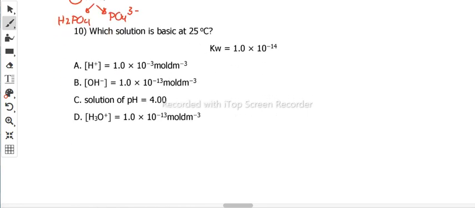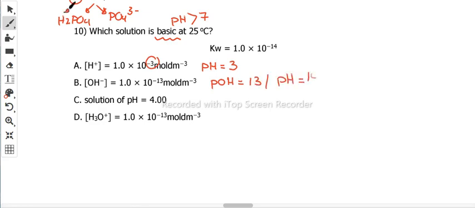Continuing with 10, which solution is basic at 25 degrees? So here we need to remember that we are looking for a pH which is higher than 7 for basicity. Starting with A, the pH for A is 3, which is the power presented right here. For the B, we need firstly to find out the pOH, which is 13. Continuing with the pH, it is 14 minus 13, which is equal to 1. So this is acidic, it's not basic. So this is an incorrect answer as well.